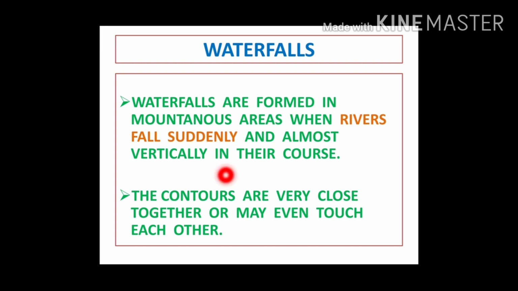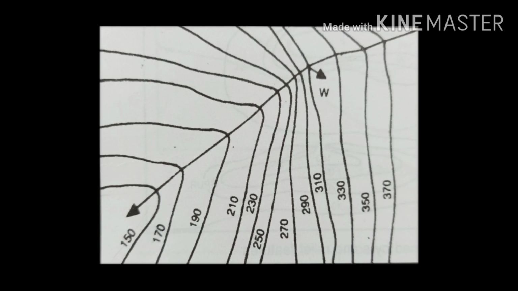So in the topographical map, the contours are very close together or may even touch each other. If you remember a cliff, in the case of a cliff also, when it forms a vertical wall-like structure, all the contours merge at a point. Similarly, in the case of a waterfall also, even if they are not merging, they come very close.